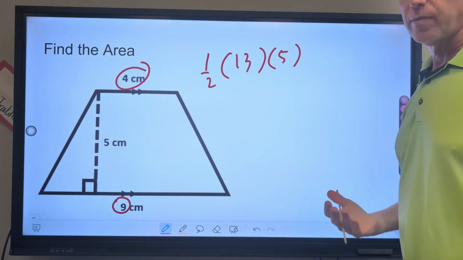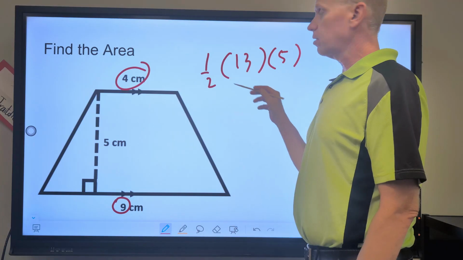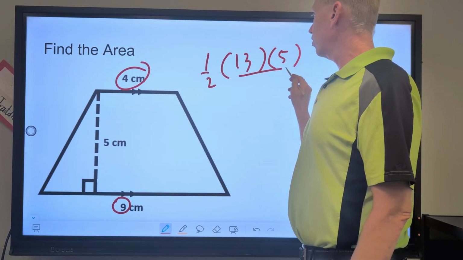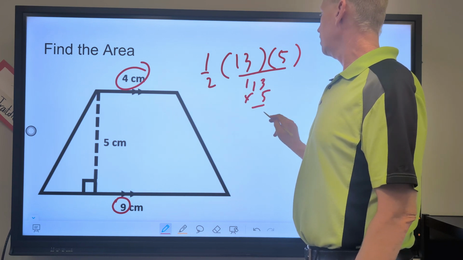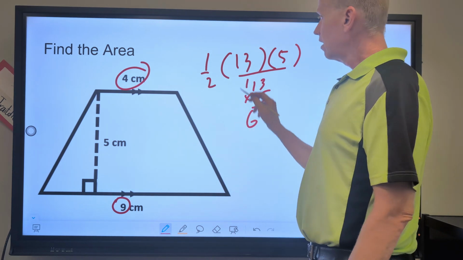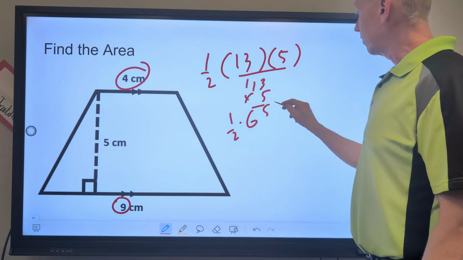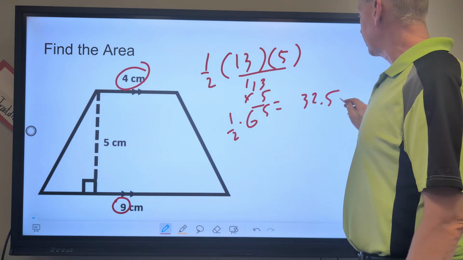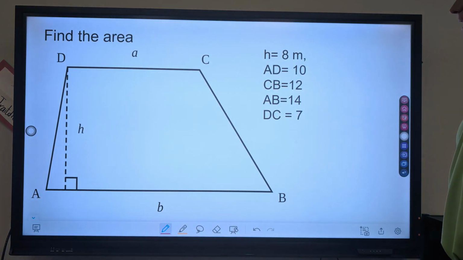All right, now I've got to multiply that. I've got three options. I could do half of 13, half of 5, or multiply and take half. Since they're both odd numbers, I'm going to multiply these first and then take half. So 13 times 5 is 65. Then I take half of 65, and I just simply divide by 2, and I get 32.5, and this would be centimeters squared.